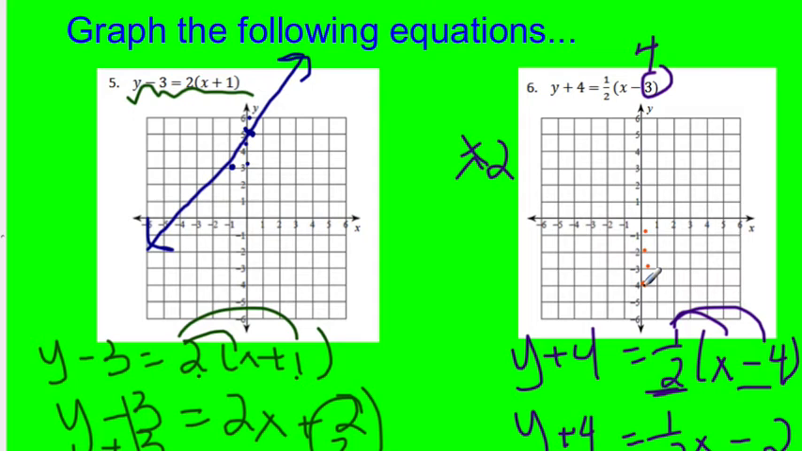Now my slope is a positive 1 over 2. So that means I'm going to go up 1 and over 2 and plot that point. Once I have 2 points, I can go ahead and connect the dots.